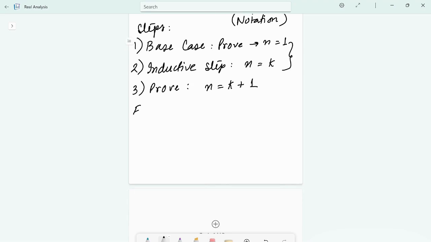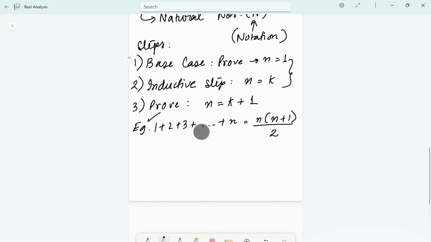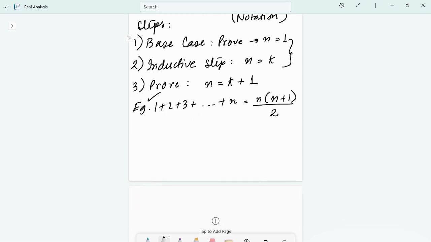For example, 1 plus 2 plus 3 plus till n equals n times n plus 1 divided by 2. Now we can prove this by induction. Why does it matter? It's used heavily in proofs, as in this example. Especially for formulas, series, and proofs, we use this kind of mathematical induction. Now, if you want me to prove this, I can do that for you.